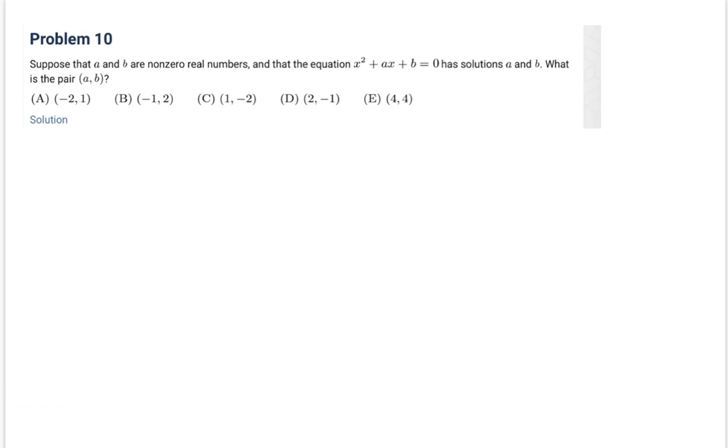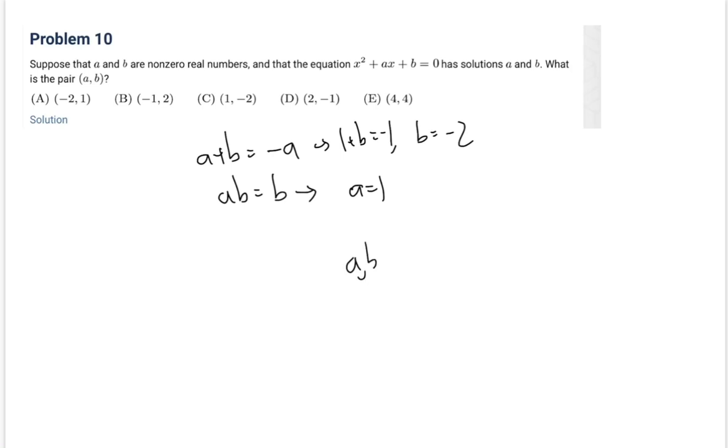Problem 10, suppose that A and B are non-zero real numbers and that the equation x squared plus Ax plus B equals 0 has solutions A and B. What is the pair A comma B? So A plus B would be equal to minus A, and AB would be equal to B, and so from here A would be equal to 1, and so 1 plus B equals minus 1, so B is 2. No, B is minus 2. And so A comma B is 1 comma minus 2, so that is C.